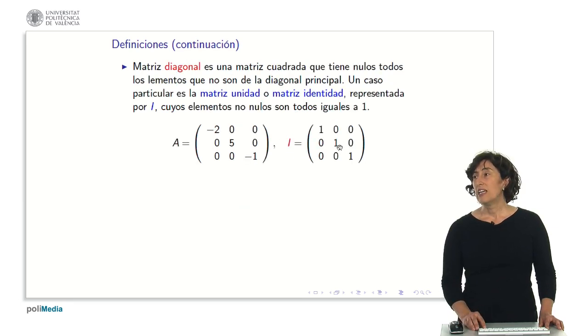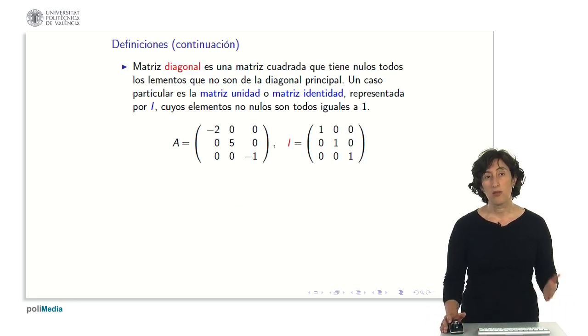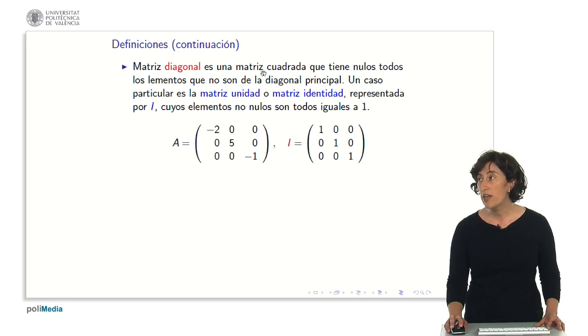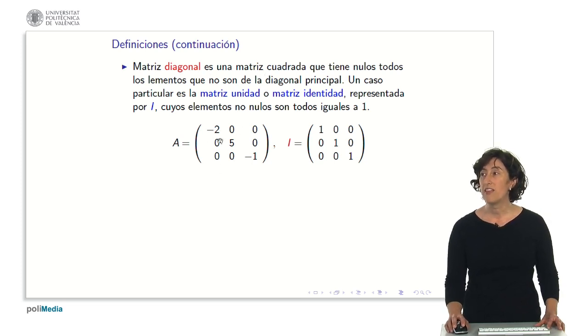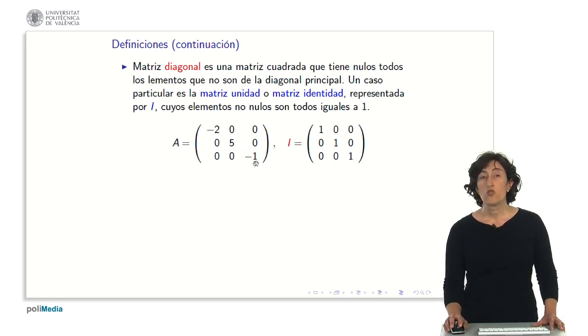And within the square matrices, once we know what the main diagonal is and the secondary diagonal, there is the diagonal matrix. That is, it is a square matrix that has zeros outside the main diagonal. And in the main diagonal it has numbers that can be zeros or not, but it only has non-null numbers in the main diagonal. A very special matrix within the diagonal matrices is the one we know as a unit matrix, or identity matrix, which is the matrix that has ones in the main diagonal and zeros outside it.